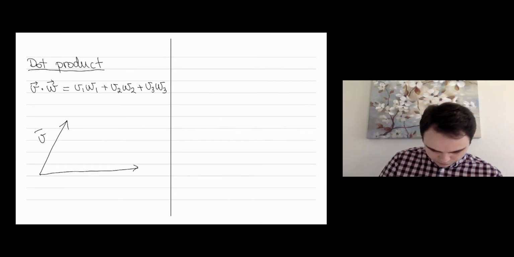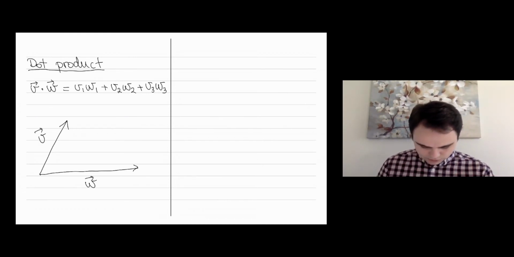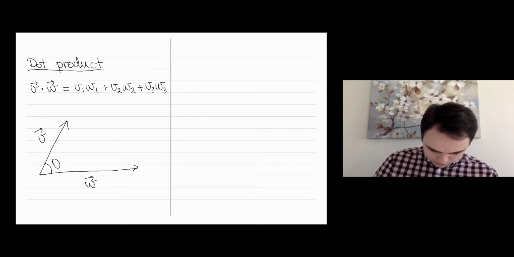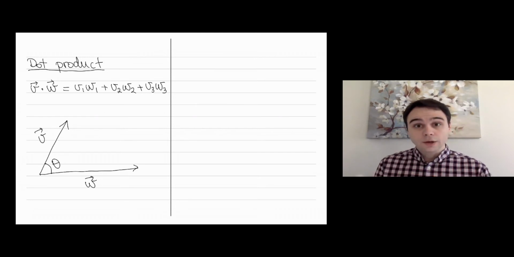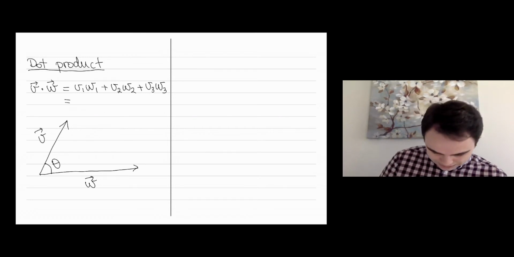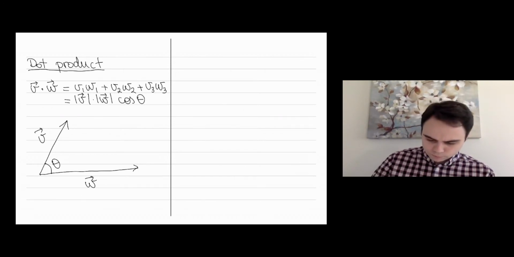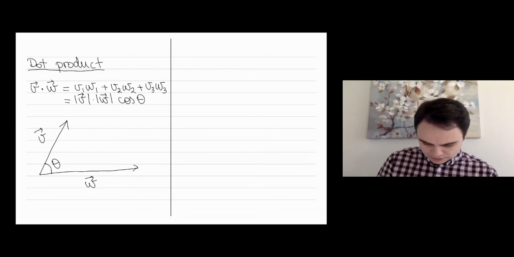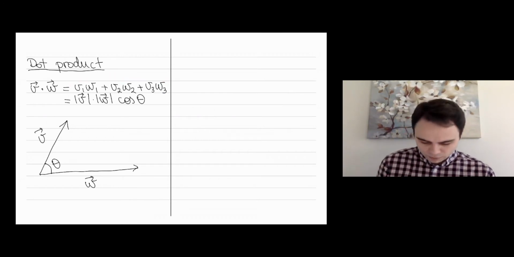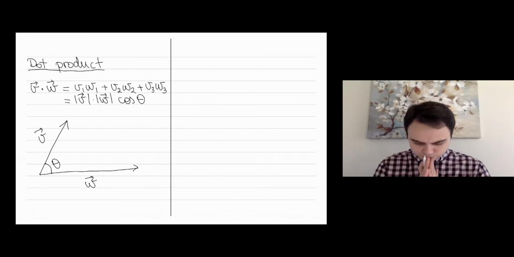So if I call this vector v, this vector w, and the angle between them theta, then it turns out that this algebraic expression gives me the length of v times the length of w multiplied by the cosine of this angle. Right? It's kind of a miraculous thing, if you ask me, that if I do this algebraic thing, multiply the components and add them, I will get something related to the angle of the two vectors.